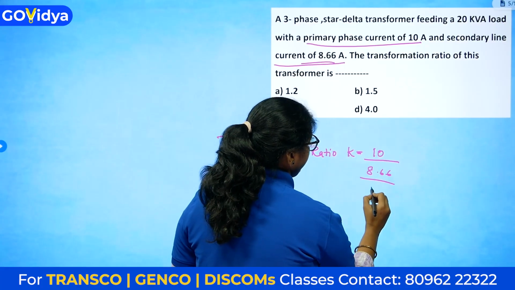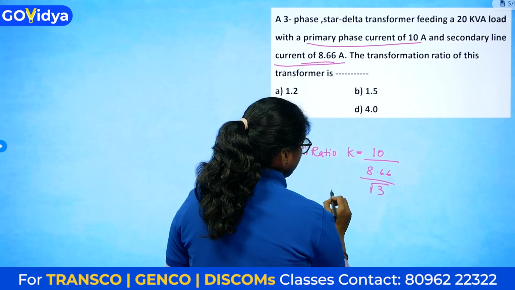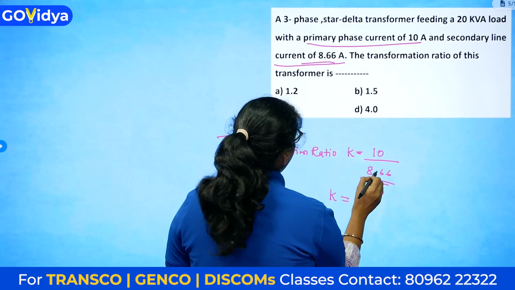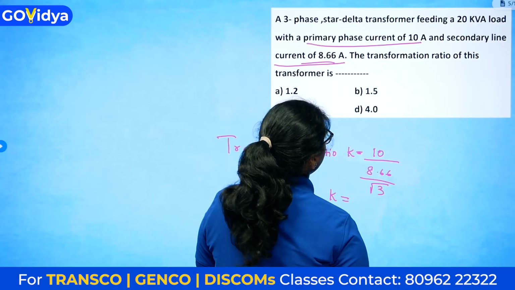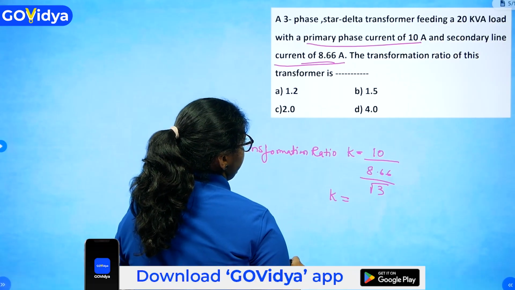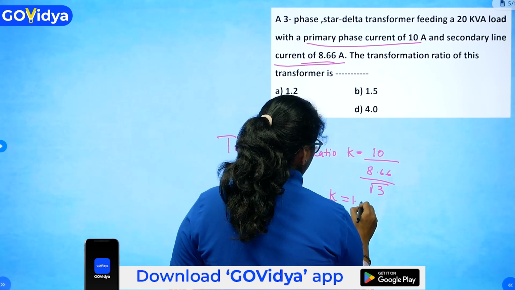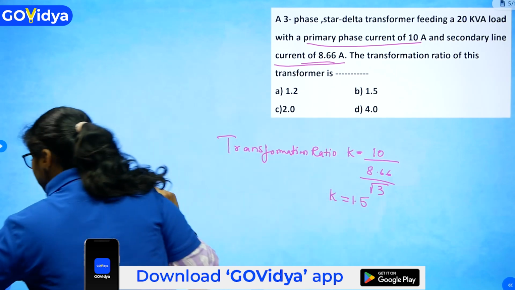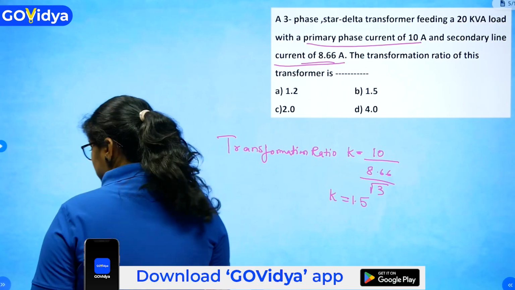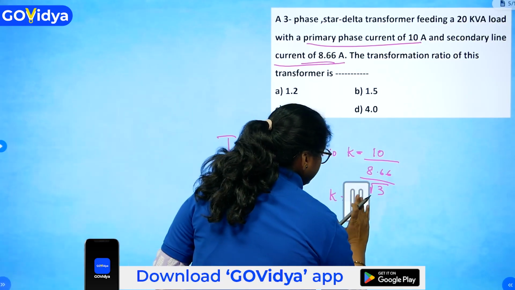Because it is a line current, we have to convert it into the phase current. So we will get K is equal to 10 by 8.66 by root 3. Let me check once: 8.66 by 1.732, we will get 5.